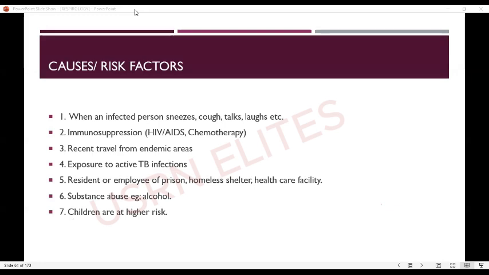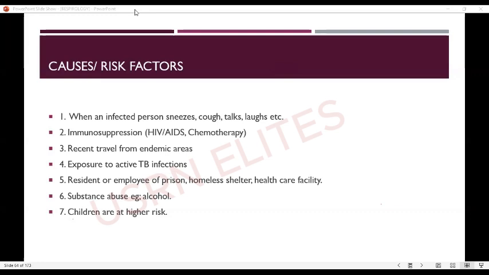Okay. Yes, even boarding school, someone just typed it in the chat box. Even boarding school, yes, they are all part. Then 6, substance abuse, like alcohol. Those who drink alcohol a lot, and even those IV drug users, those who inject themselves all the time with drugs and all this stuff, are also at risk for getting what? Tuberculosis. And then 7, children are at higher risk for also getting tuberculosis.